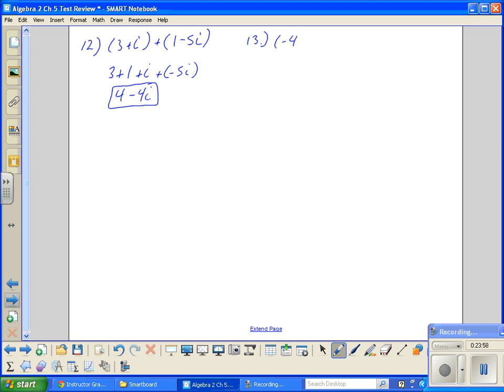13, same idea, except we're subtracting here. So negative 4 plus 2i, minus 7 minus 3i. And so we distribute that negative. So that's like negative 4 plus 2i minus 7 plus 3i. So negative 4 minus 7 is negative 11. And 2i plus 3i is plus 5i.